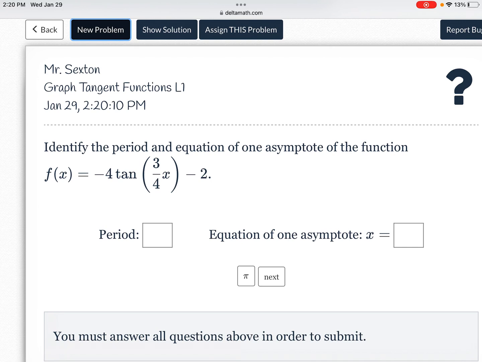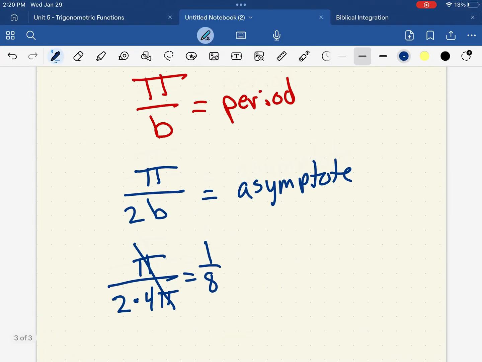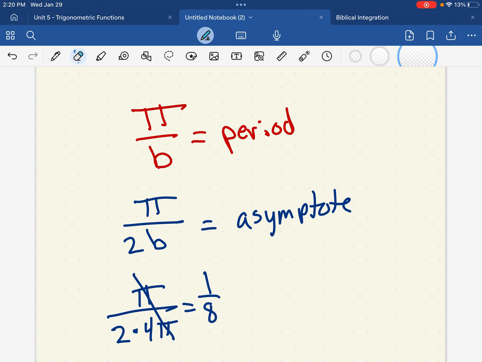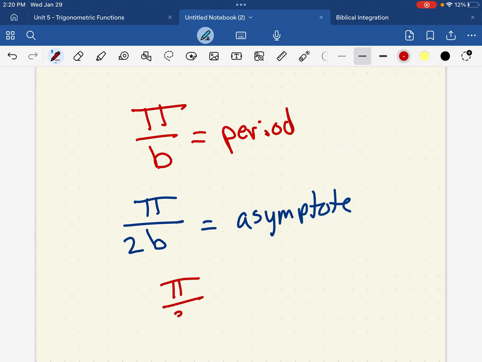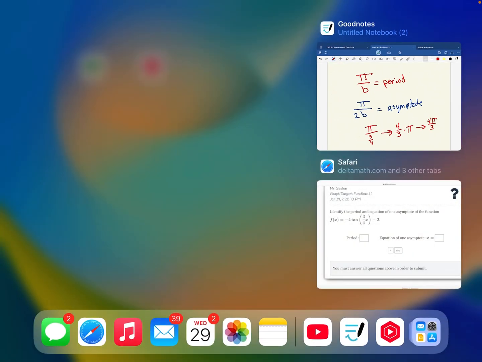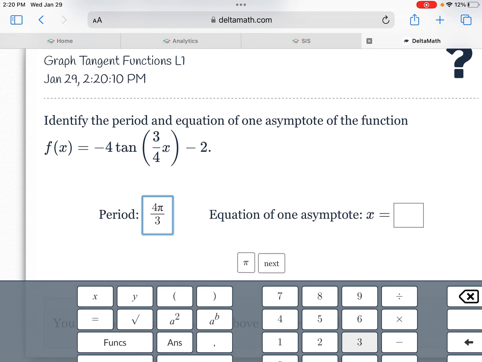I didn't pre-do this, so let's just do it together. So again, let's do the period. What number is in front of the x? 3/4. So our period is pi over b, and our b is 3/4. Now I need to solve that. How do I get a fraction out of the bottom? You flip it and multiply it. So now our period is 4 pi over 3. And then you just go over here and you put 4 pi divided by 3.